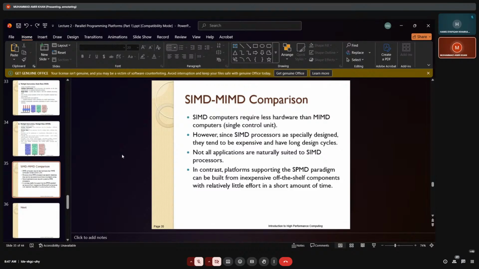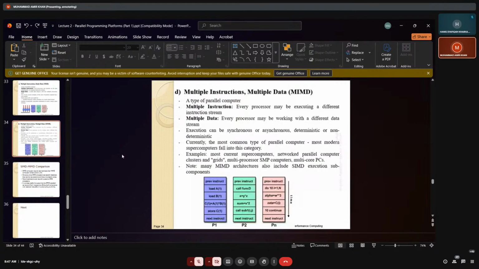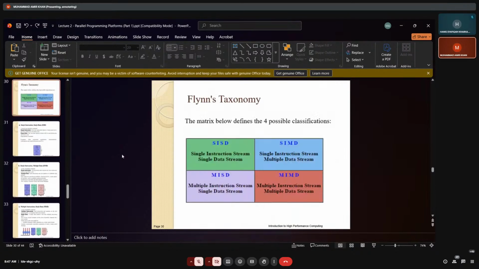In contrast, the SPMD paradigm can be built from inexpensive off-the-shelf components with little effort in a short amount of time. So you can see the comparison of SIMD, MIMD, all these.